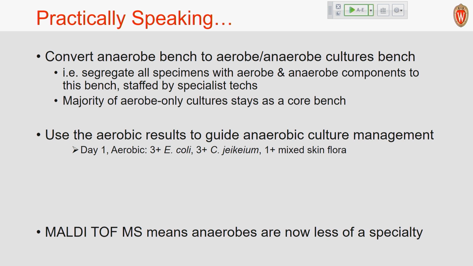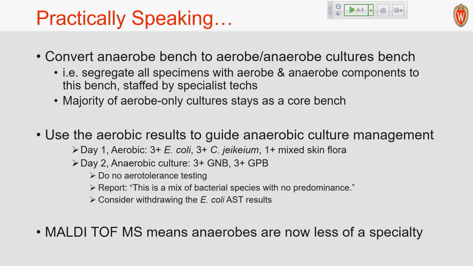But one thing you can do is have the aerobes and anaerobes travel together to the anaerobologists, and then an aerobe-only culture can go to the lesser trained generalist tech. So how would you do that? For day one, if you're looking at them together, you're going to see some E. coli, some Corynebacterium JK, and mixed skin flora, and say, well, I think I've got some significant stuff there.